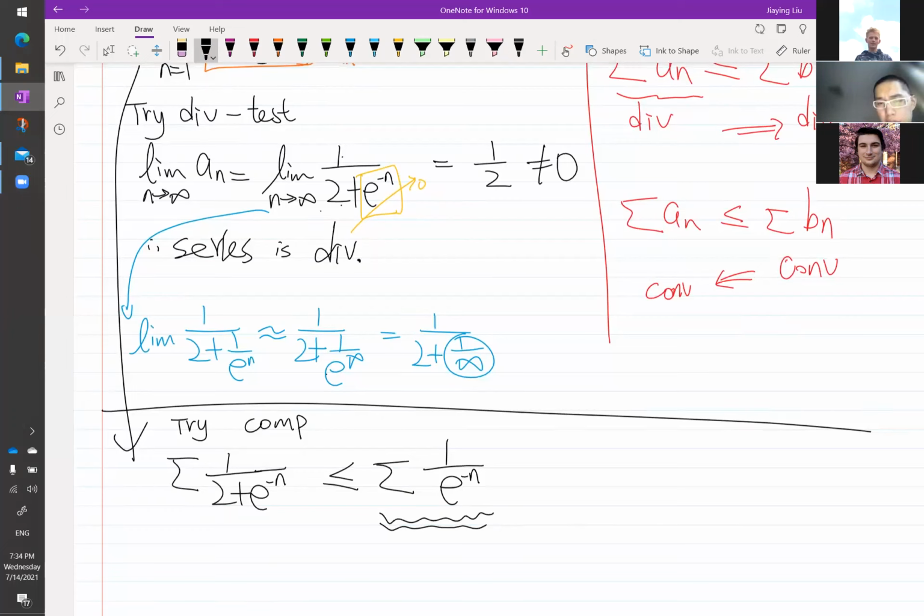Again, for this series, you can try the divergence test, or you can try the integral test. I think the integral test also works here, which is n from 1 to infinity. You can try the divergence test or the integral test, which gives you the integral from 1 to infinity of 1 over e to the minus x dx. And from there, you should be able to find out whether that's convergent or divergent.